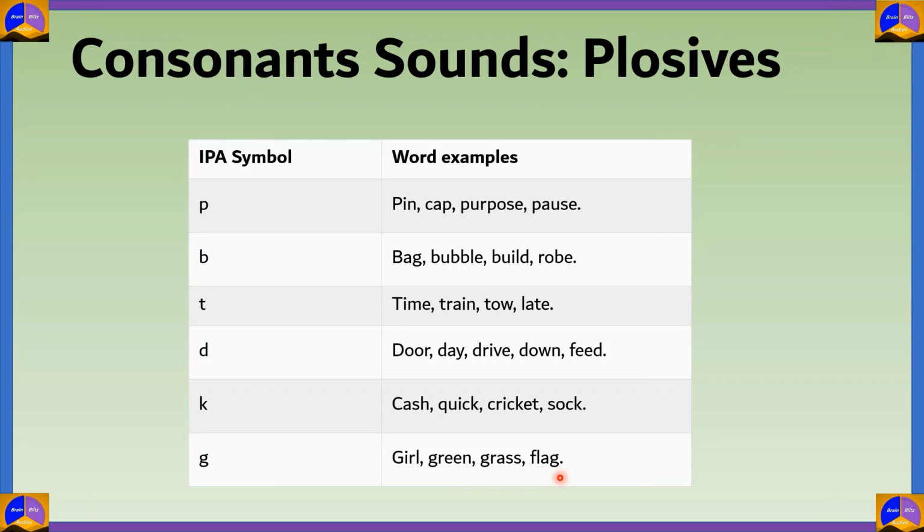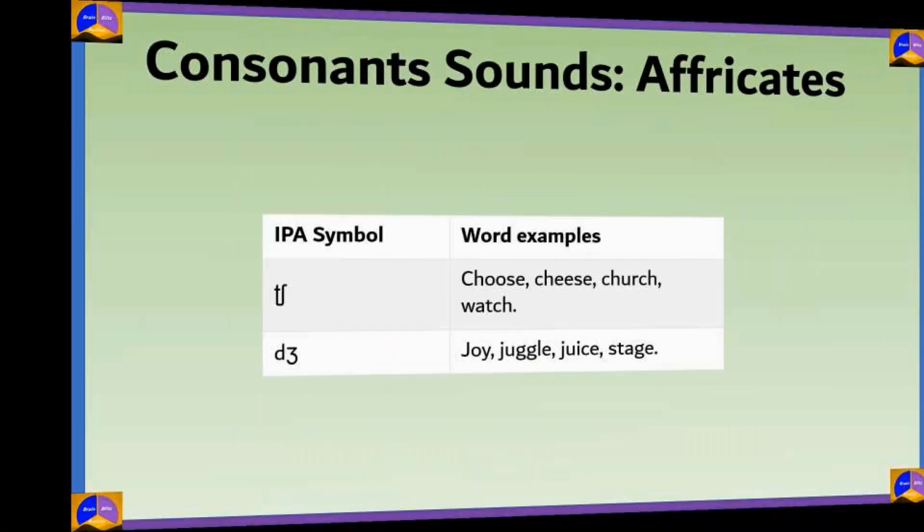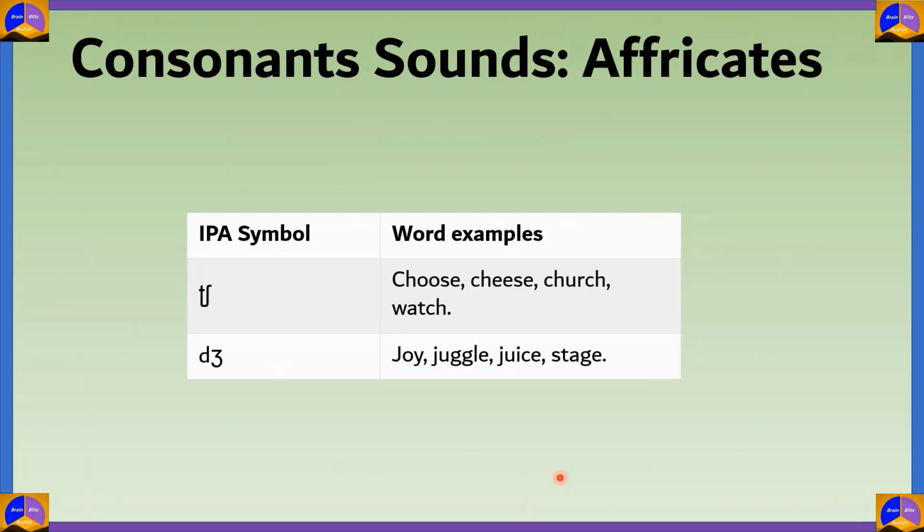So that concludes plosives. Now let's move on to the next kind of consonant sounds. These are the affricates. Now, affricates are consonant sounds which are produced when you hold the air from your mouth by placing the tongue to the roof of the mouth, near the top of the teeth, and you place it there for some time and then you release it. So it gives you sound. So there are two affricates in the English language.